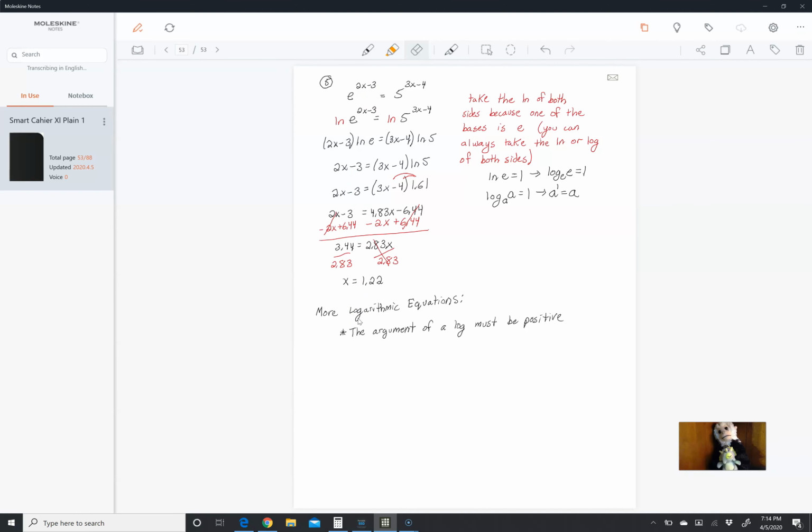Remember what the domain of a log is. The domain of a log is x must be greater than 0. Okay? So the argument of a log must be positive. That's because what the argument of a log is saying is if you take a base and you raise it to a power, can you get something negative? And the answer is no. There is no base that you could raise to any power that will give you a negative number as the answer. There is no number that you can raise to a power and get a negative answer back.